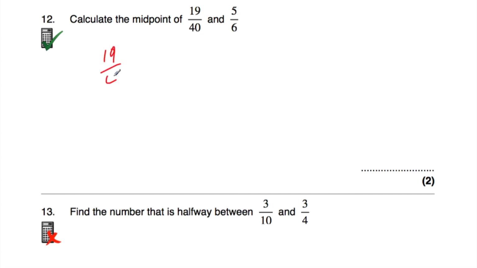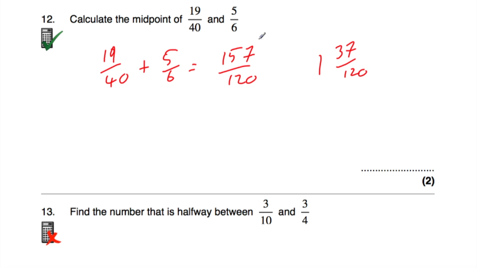So we've got 19/40 plus 5/6. Just type that into your calculator, 19/40 plus 5/6, and that would be equal to 157/120. Whenever you add those two fractions on your calculator, you get 157 over 120. Now, if your calculator displays it as a mixed number, it might show it as 1 37/120, but they are equivalent. So it might show it as a top-heavy fraction, or it might show it as a mixed number. Mine shows it as a top-heavy fraction.